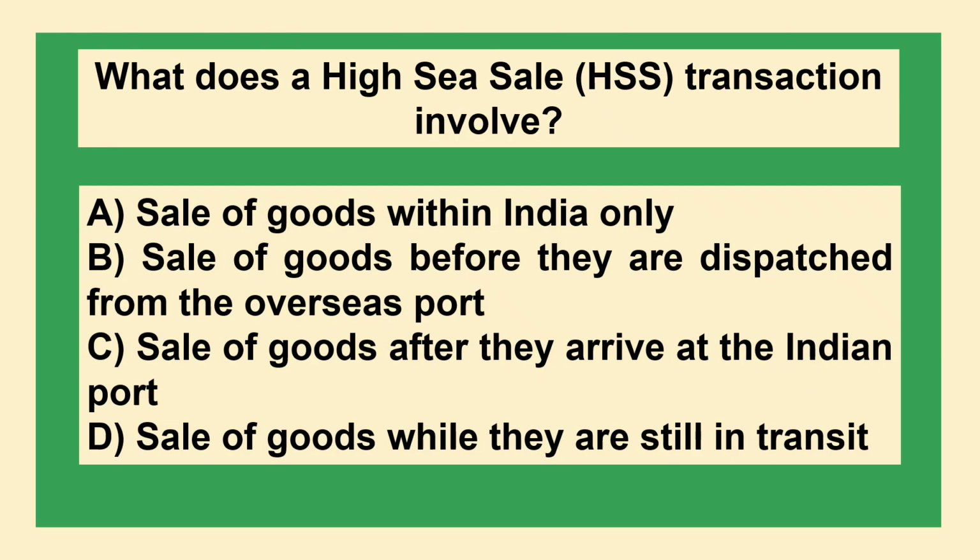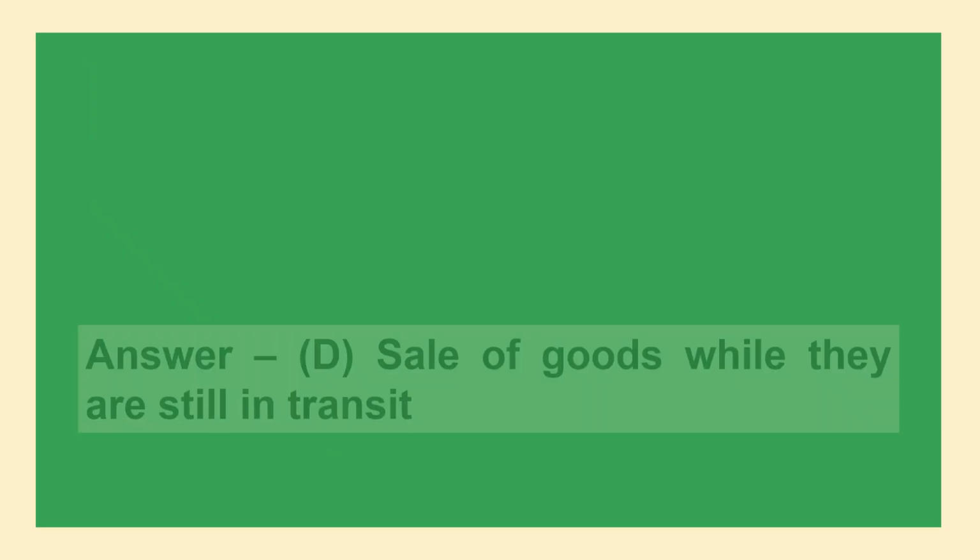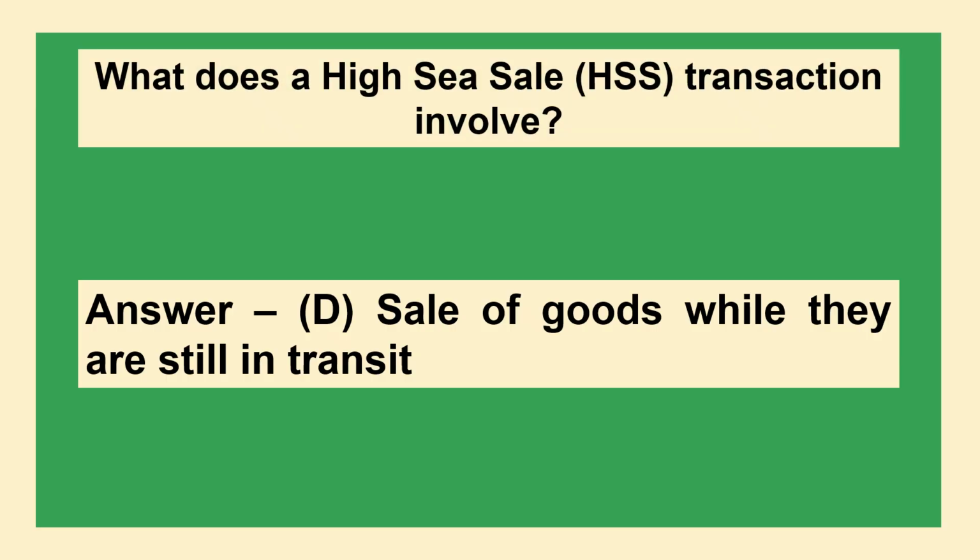What does a high sea sale, HSS, transaction involve? Option A, sale of goods within India only. Option B, sale of goods before they are dispatched from the overseas port. Option C, sale of goods after they arrive at the Indian port. Option D, sale of goods while they are still in transit. The answer is option D, sale of goods while they are still in transit.